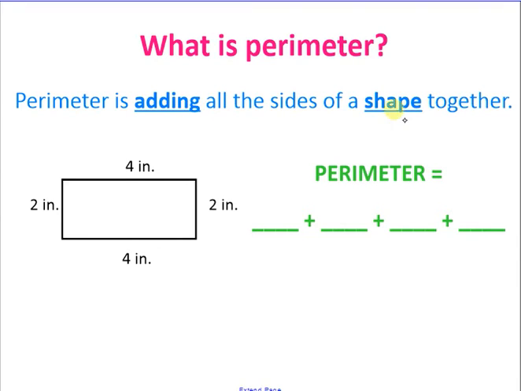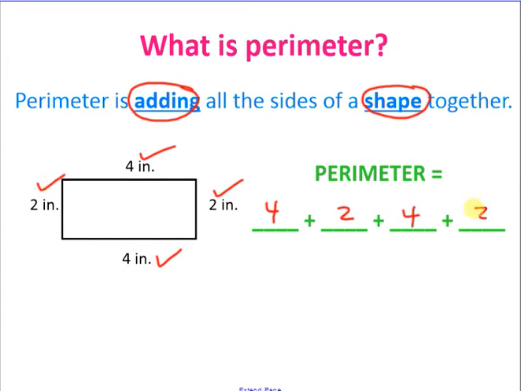So, you learned perimeter in elementary school, but I want to review it real quick. So remember that perimeter is adding all of the sides of a shape together. And so let me take variables out of it for a minute. Here's a rectangle, and I've labeled the dimensions of each side. What is the perimeter? So if the perimeter is adding all of the sides of the shape together, this side is 4 inches. This side is 2 inches, so 4 plus 2 plus this side is 4 inches plus this side is 2 inches. So I'm going to add all these together and get my perimeter.